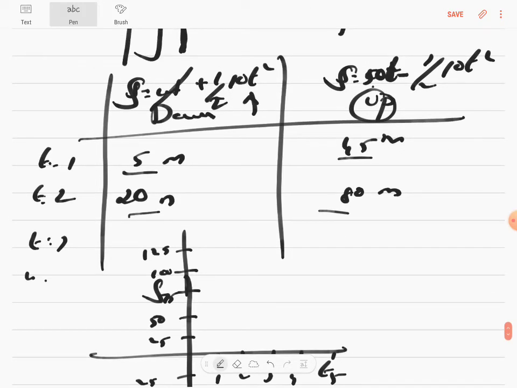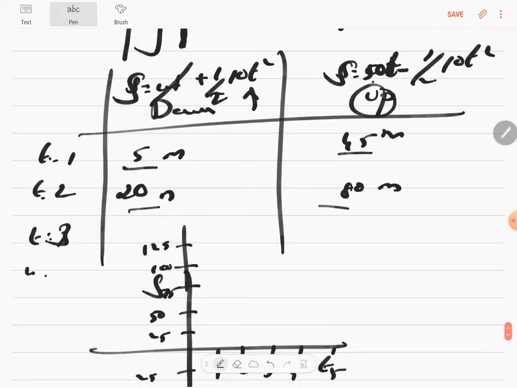Put t is equal to 3 down. What will you get? T is equal to 3, you get 45 meters. Put t is equal to 3 here, 3 threes are 9, become 90, so 45. This is 3, 150 minus 45, 105, 105 meters, like this you are getting.